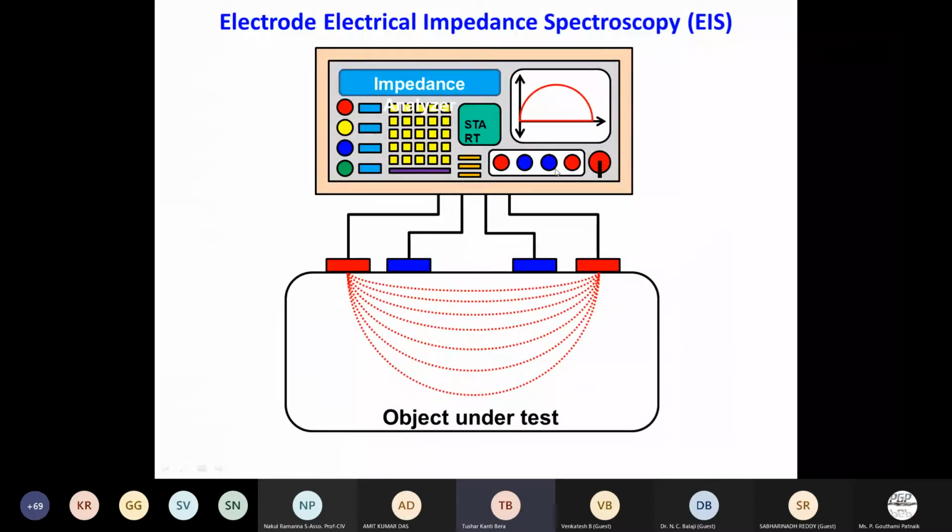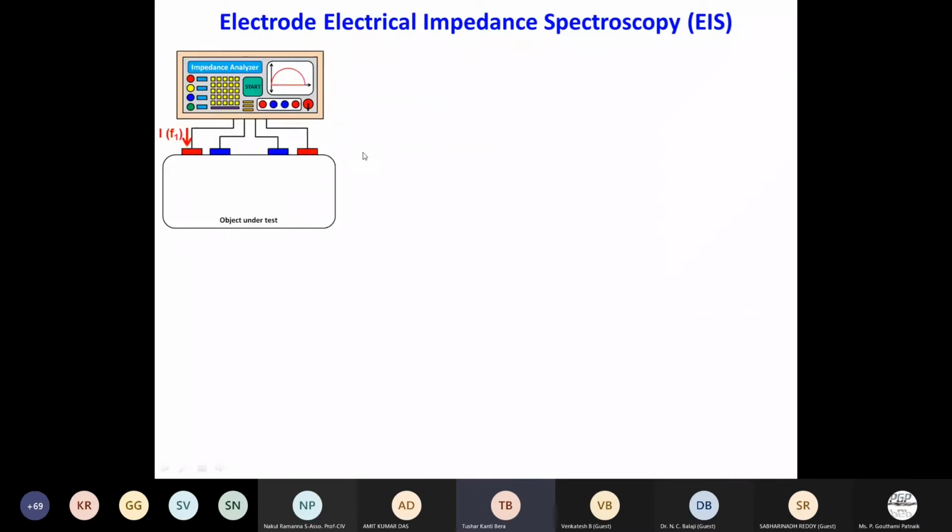So this is the schematic of an impedance analyzer. An impedance analyzer will have 4 probes, 2 for current injection and 2 for voltage measurement, and there will be several knobs to set the current amplitude, current signal waveform, frequency points, and how the measurements will be plotted, either in a graph or in tabular form. So everything can be set, and we can perform the impedance measurement either at a particular frequency or at several frequencies by automatic frequency sweeping. These facilities are generally there in an impedance analyzer.